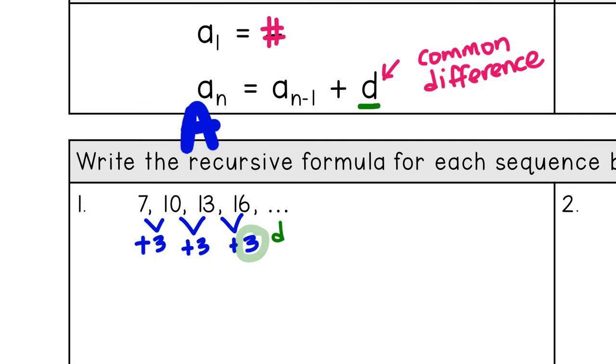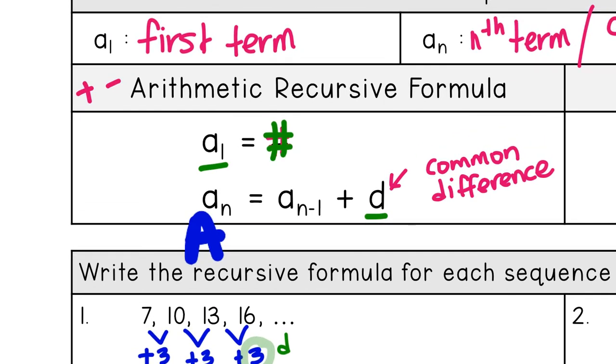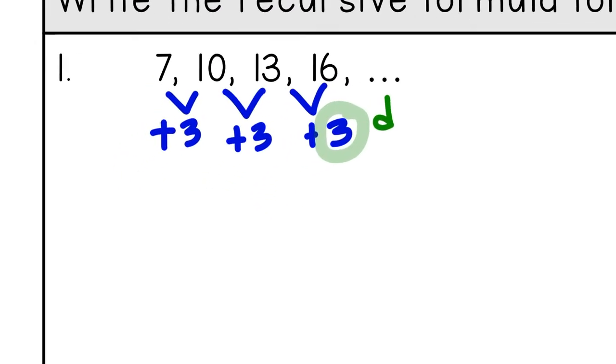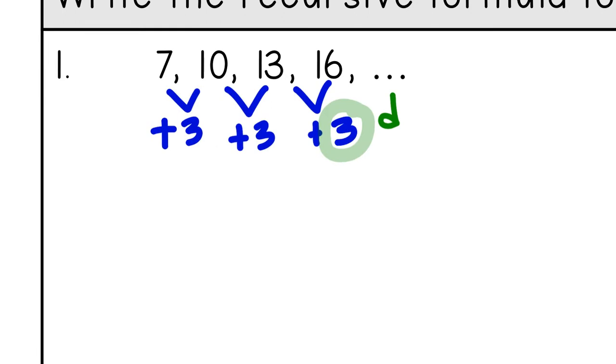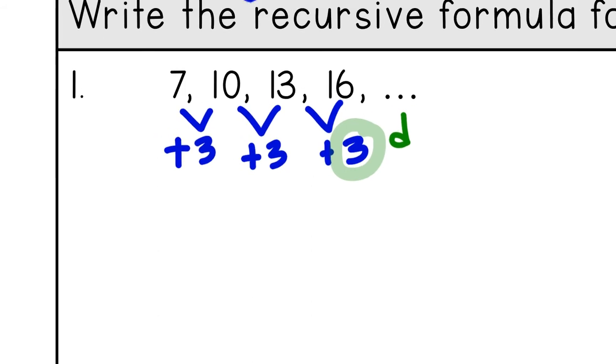Okay, so that's this part of the formula. But I also need to know what number goes here. So I need to know what a sub 1 is. And remember that a sub 1 stands for the first term. So looking at this list, what is the first term? So this is not a trick question. It's just what's the first number? 7. So that is our a sub 1.